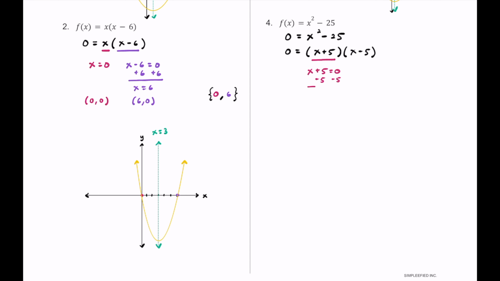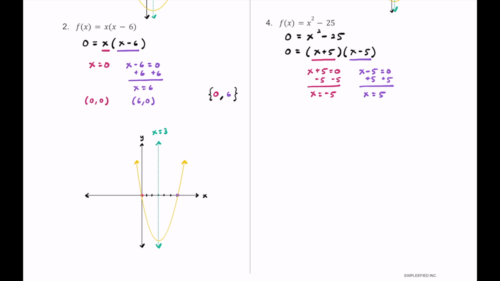And hopefully you notice something interesting that will happen with all difference of squares patterns, but I'll go ahead and do this part first. So one of the solutions is x equals negative 5, and then we'll set this one equal to 0. Go ahead and add 5 to both sides. And then we find out that x is equal to positive 5, right? So when you have difference of squares patterns, the solutions are always going to be opposites of each other, right? So that's going to happen each and every single time.